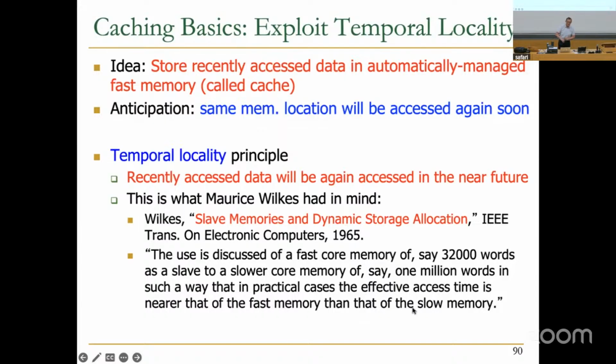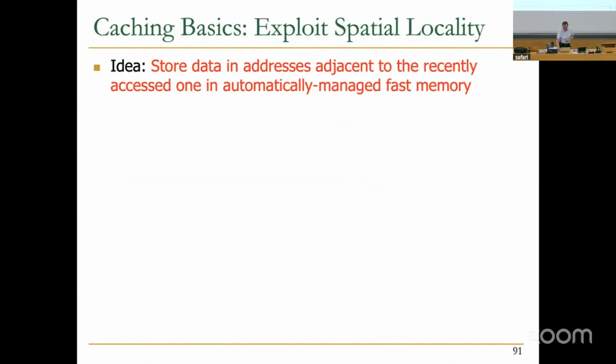It's beautiful, basically. You have two types of memories. One is small, fast. The other is slow, large. And then hopefully, you're going to access the fast one most often. Okay, so that was temporal locality. If there are no questions, we're going to move to spatial locality.